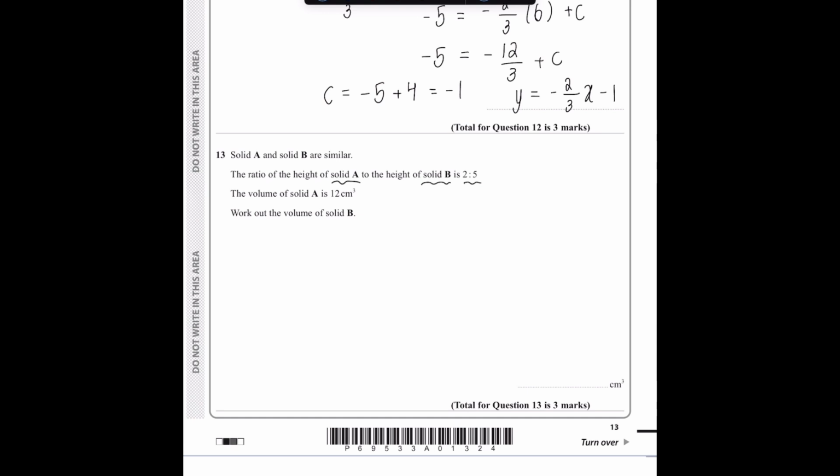So with this question, the key thing is to understand how to deal with ratios. So we have solid A, which is 12 centimeters cubed, its volume. So we need to find out how much bigger the volume of solid B is, and that's what the ratio tells us. So we have a ratio of 2 to 5. So in other words, what we need to do is do 12 times (5 over 2) to the power 3. And what that gets us is 187.5. So our final answer is 187.5 centimeters cubed.